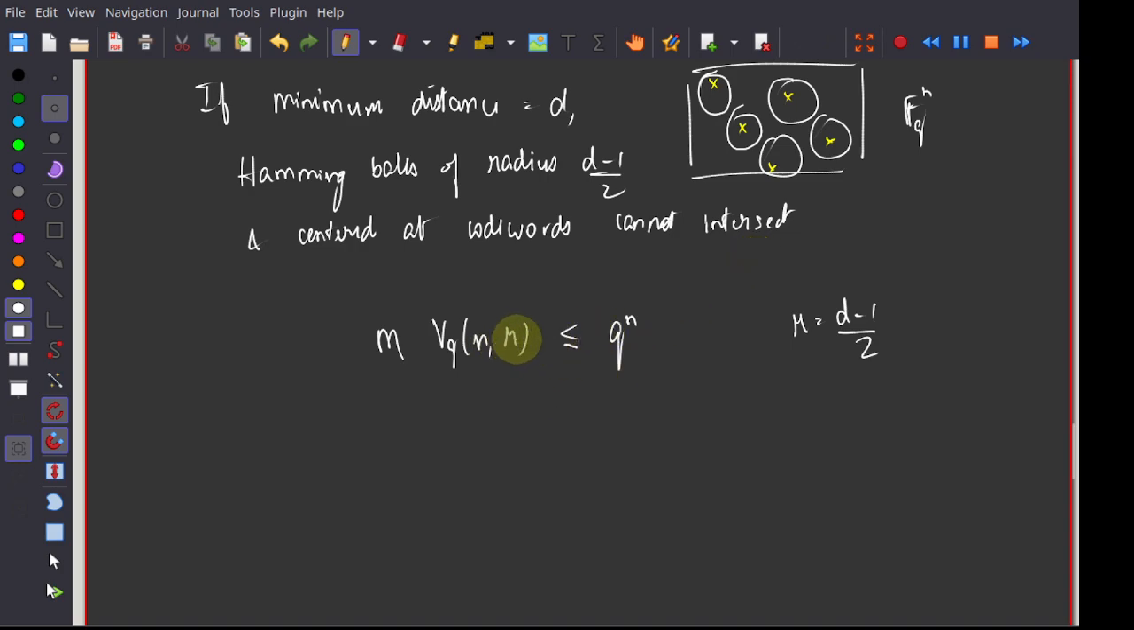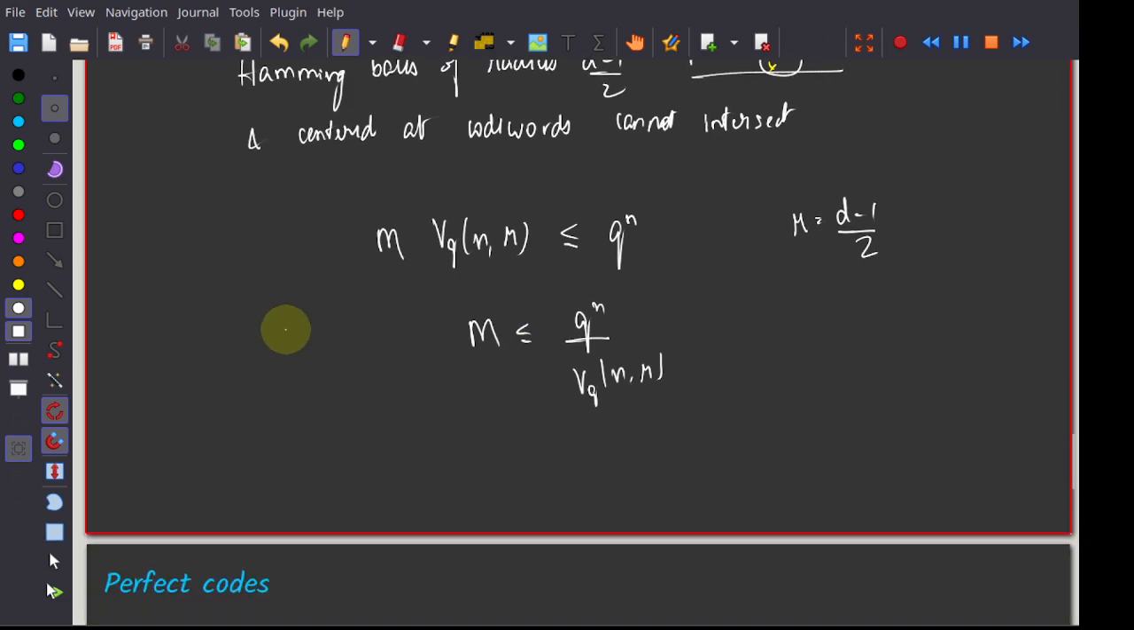So it could be less than or equal to Q to the power of n. So this is a bound. So M should be less than or equal to Q to the power of n divided by V_q(n, r). So this is the Hamming bound. Now what is V_q(n, r) equal to?